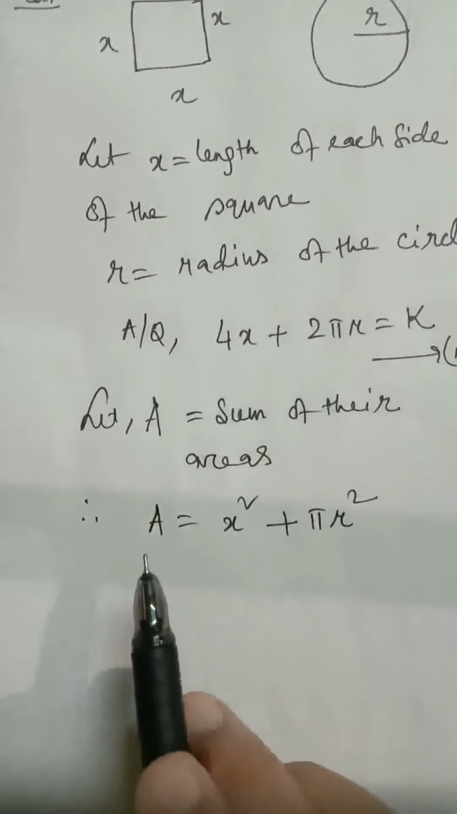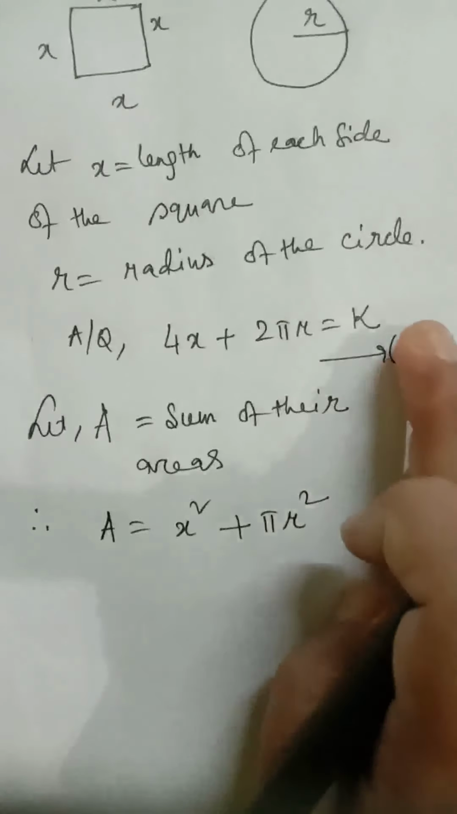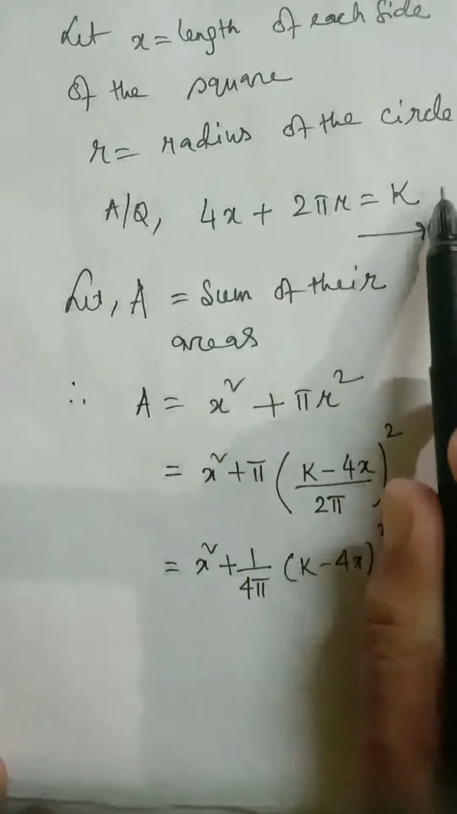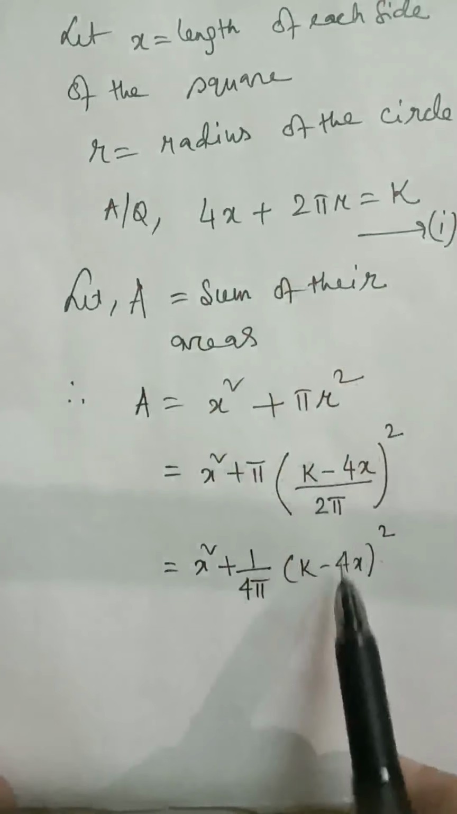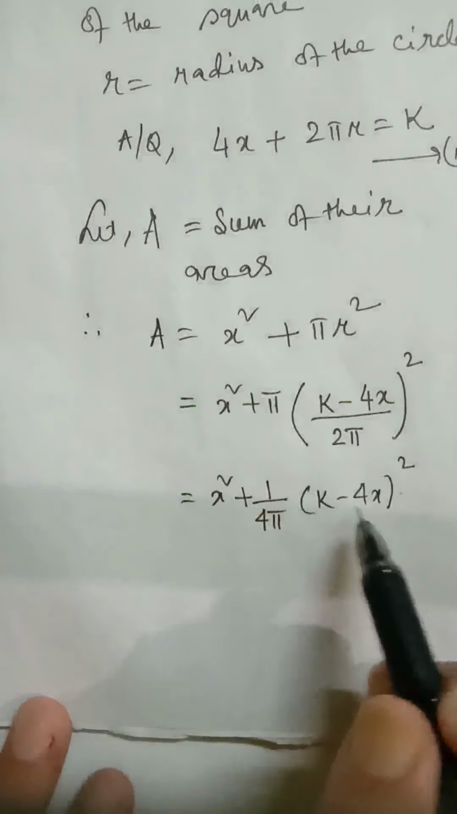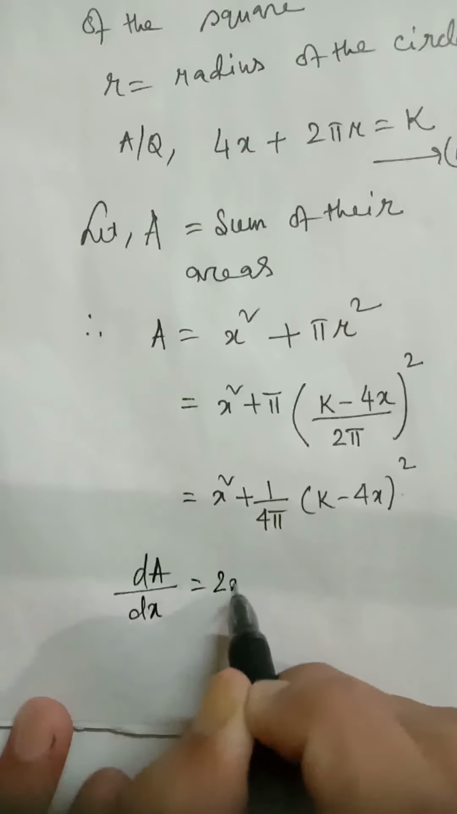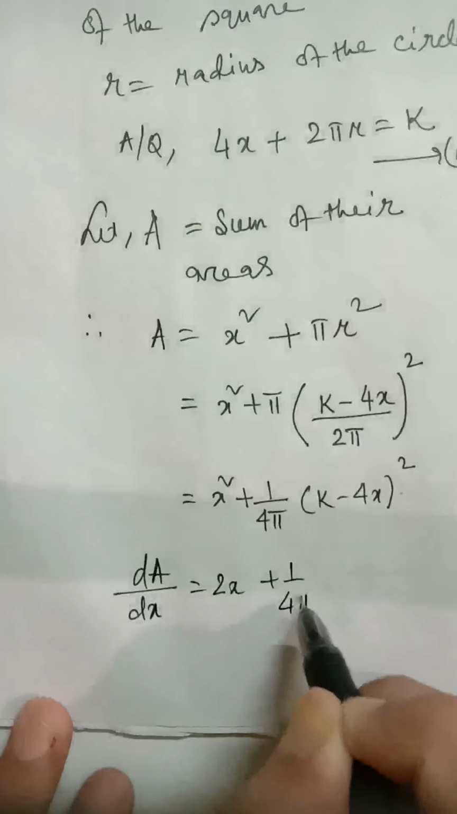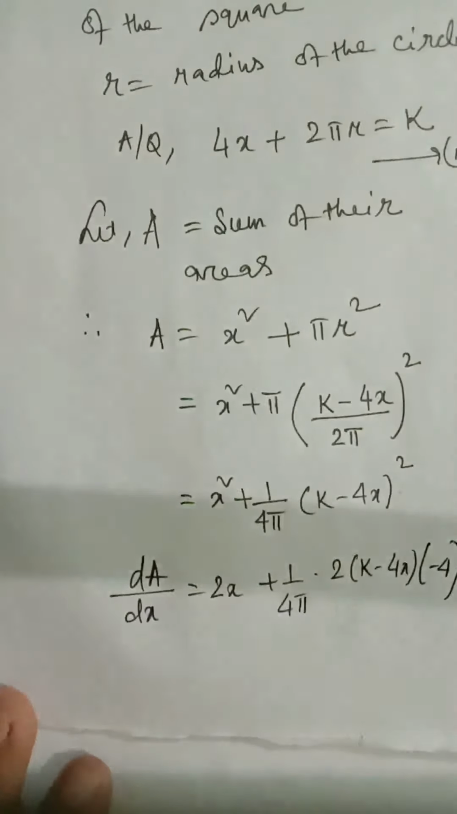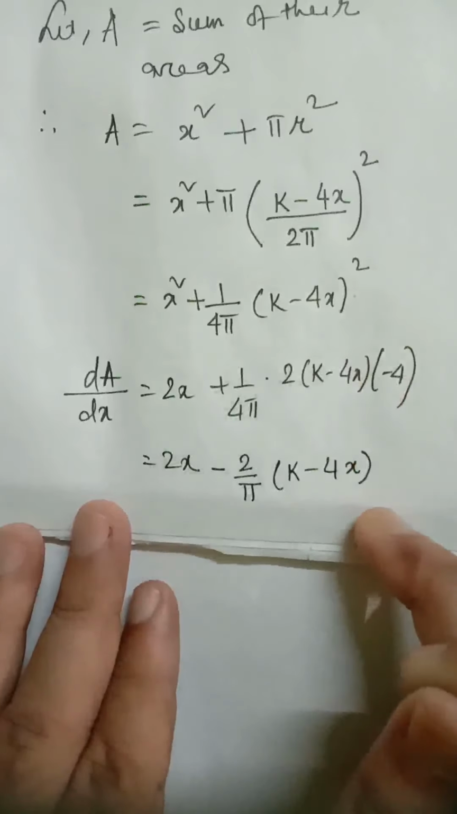For that, we have to express A in terms of one variable only, either in terms of x or in terms of r by using this relation. Now from 1, r equal to (k minus 4x) by 2 pi, and simplifying we get A equal to this. Now you can see here A is only in terms of x, A is expressed in terms of a single variable. Now we have to find dA/dx, which is equal to 2x plus 1 by 4 pi into 2 into (k minus 4x) into minus 4. And cancelling 4 and multiplying, we get this is the value of dA/dx.